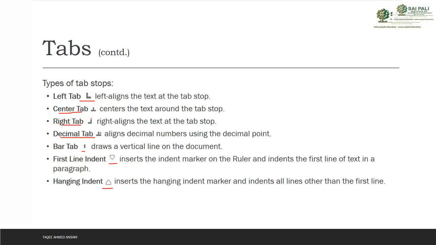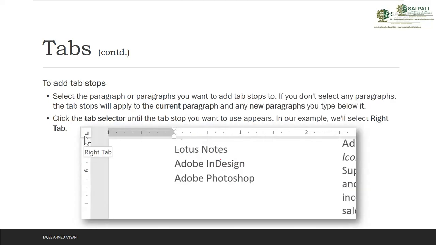Let's say we want to see these tab stops. Suppose I want to add one tab stop, like here in the example, I want to add this right tab. So what we'll do first is select the paragraph or paragraphs you want to add the tab stops to. First you have to select the text or paragraph or multiple paragraphs to which you want to add the tab.